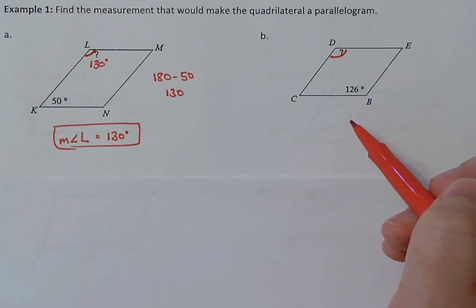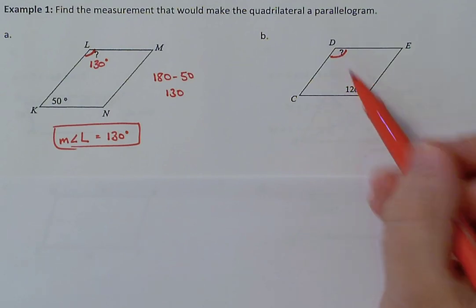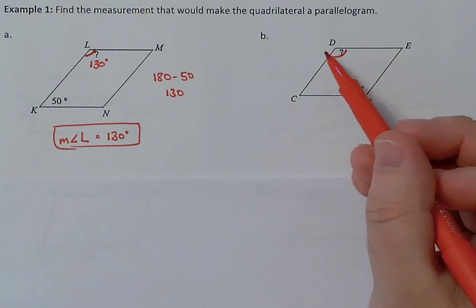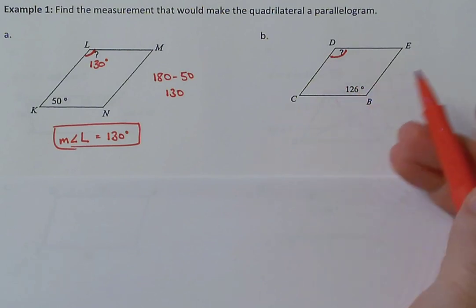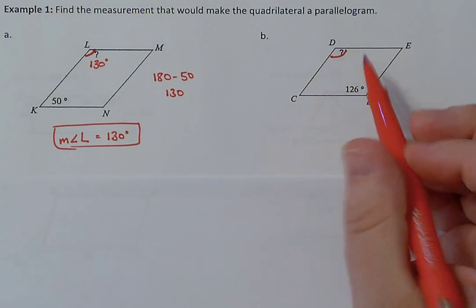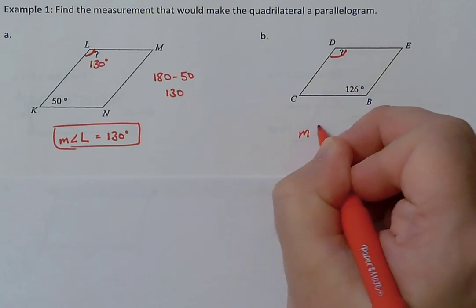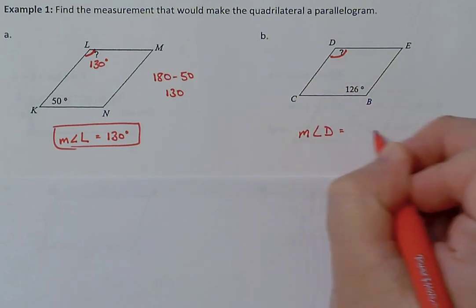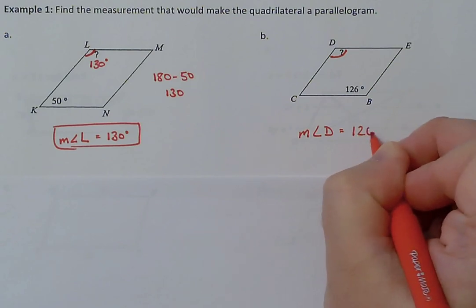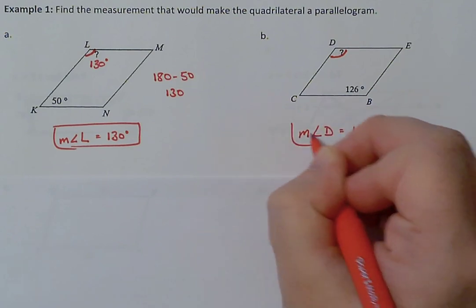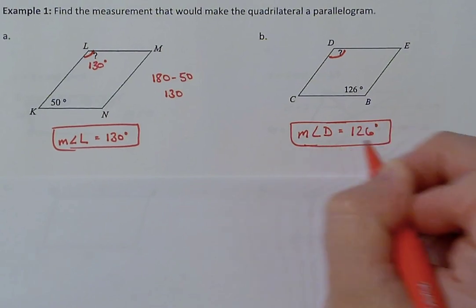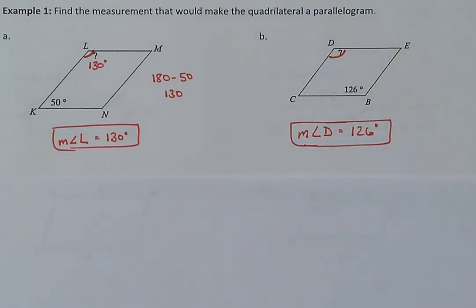Because they are not next to each other, but they are opposite of one another, that means that they need to be congruent. So if B is 126, it means that D also needs to be 126. So that means the measure of angle D needs to be 126 degrees. And that is our answer for part B.